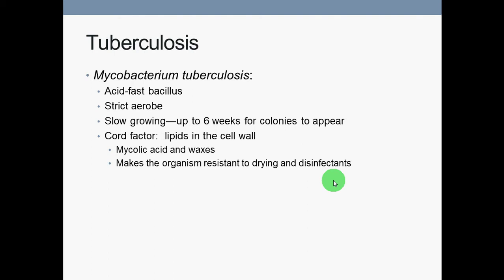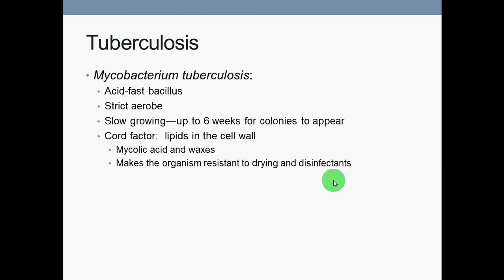Mycobacterium tuberculosis is very slow growing, and in some cases can take up to 6 weeks for colonies to appear if a culture is made. As I mentioned, these are acid fast, so they have mycolic acid in their cell wall, but they also have waxes. Mycolic acid and other waxes are present in the cell wall, and that makes them rather sticky. So they stick together when grown.